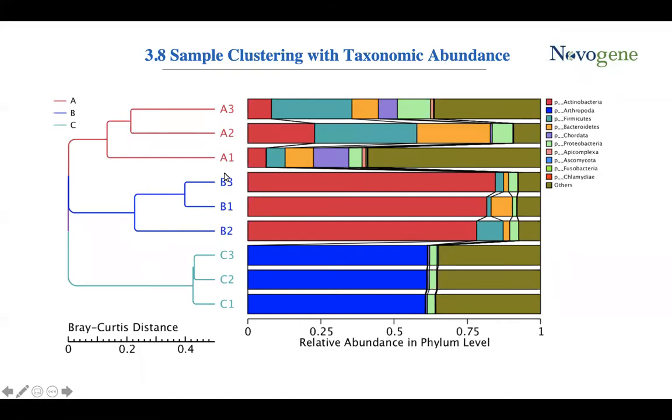For example, from the clustering tree here on the left, we can see the Bray-Curtis distance between samples B3 and B1 is about 0.1, while the Bray-Curtis distance between samples A1 and A2 is about 0.4, which is much bigger than 0.1. So we can see that the similarity of species composition between B3 and B1 is much higher than that between A1 and A2.